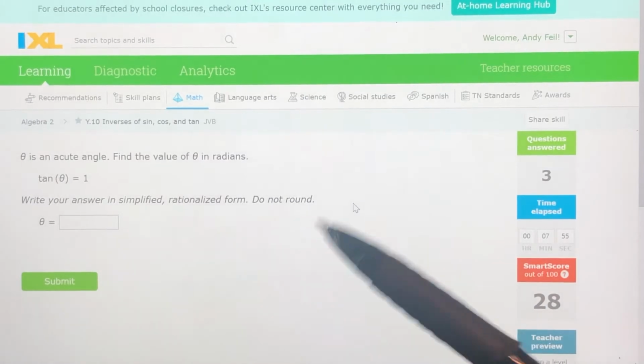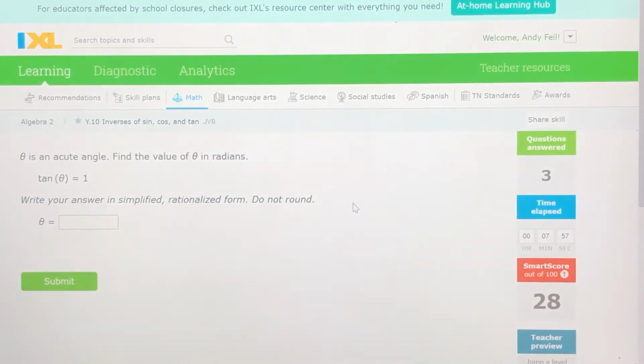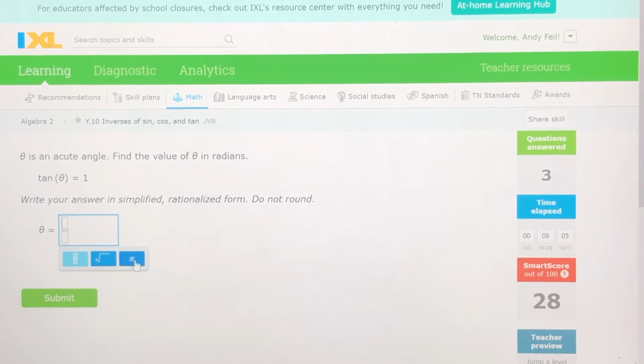And that's the right answer, but you've got to be careful because in this problem it said radians. So what's 45 degrees in radians? That's right, it's pi over 4. So how do we do that? Well, we've got to make a fraction. Put pi in the numerator. Put 4 in the denominator. And that's it.